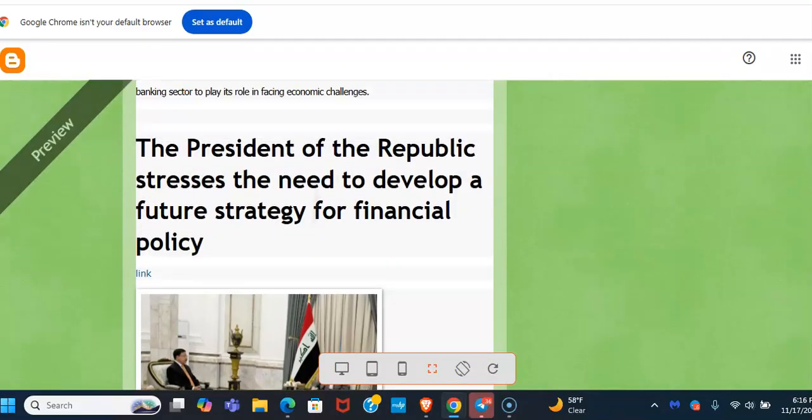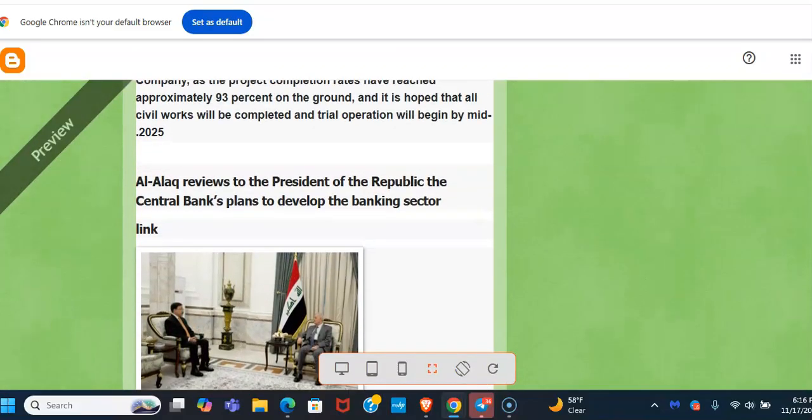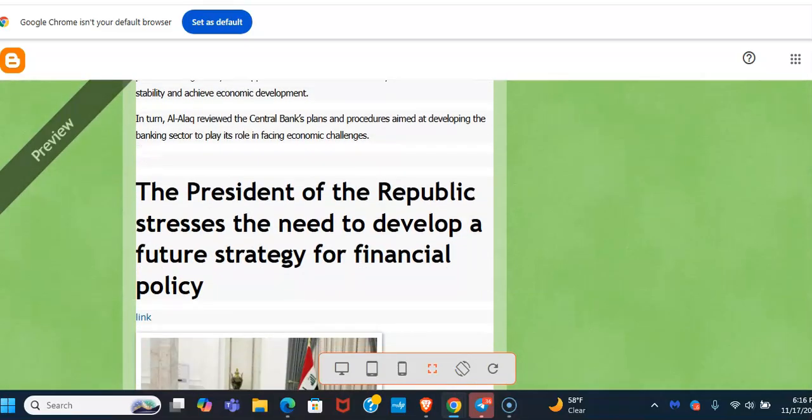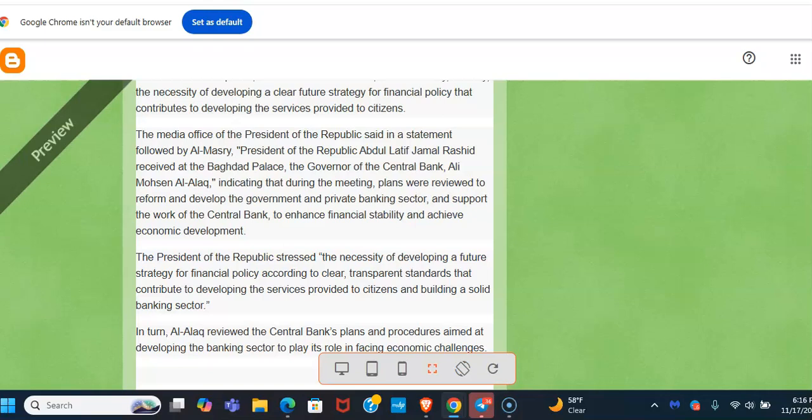So then here's a different, same article pretty much, but here's the title. The President of the Republic stresses the need to develop a future strategy for financial policy. So then after I read the second one, which pretty much says the same thing, maybe the president is being left out of the detailed plans also.